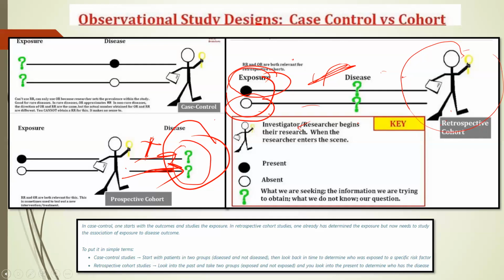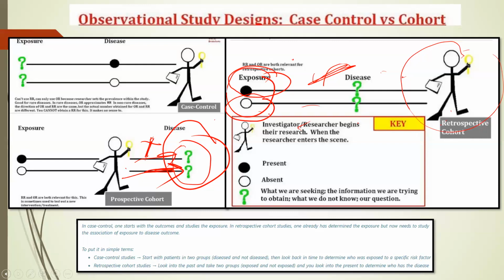That is whether the examiner is looking at the disease first or whether the examiner is looking at the exposure first. If the examiner is looking at the exposure first, then it becomes very clear that he wants to study the disease incidence in the exposed and non-exposed groups. That's when cohort becomes the answer. Let me rephrase this again.